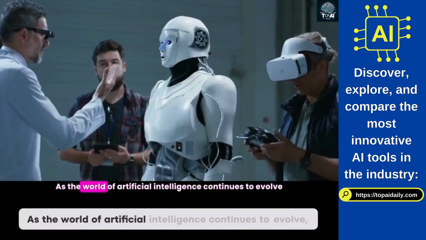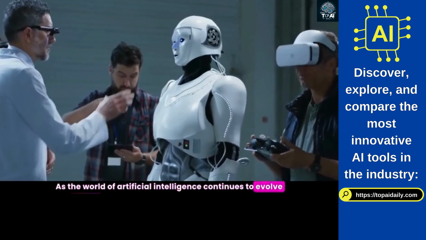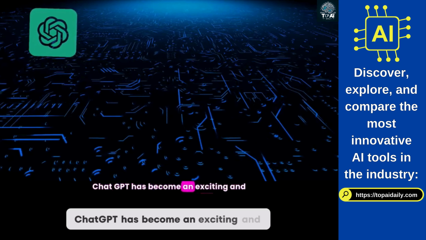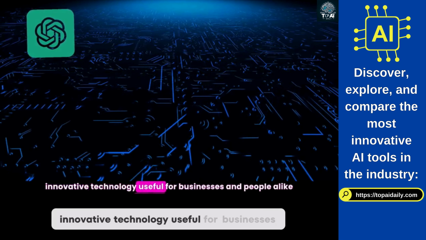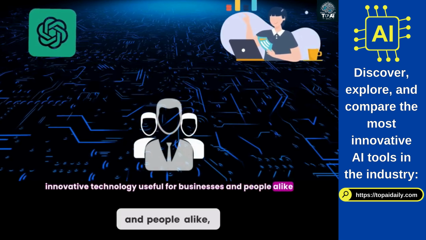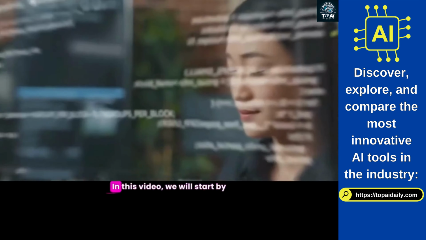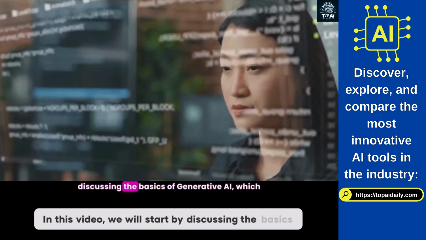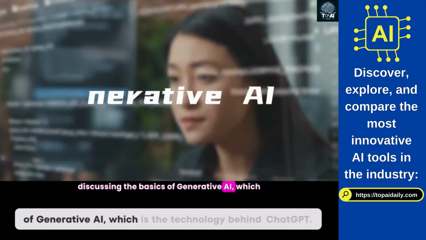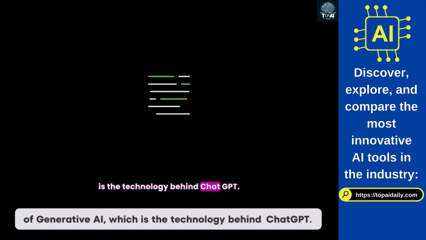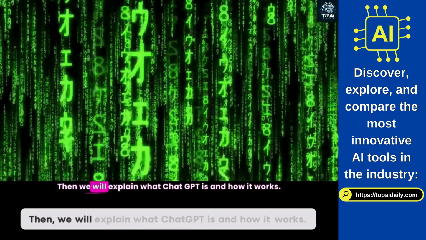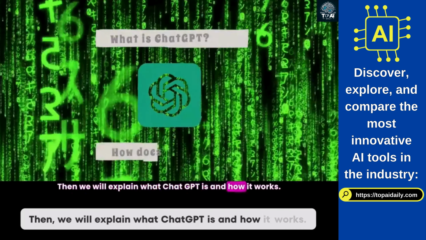As the world of artificial intelligence continues to evolve, ChatGPT has become an exciting and innovative technology useful for businesses and people alike, because it can understand and translate human language. In this video, we will start by discussing the basics of generative AI, which is the technology behind ChatGPT. Then, we will explain what ChatGPT is and how it works.